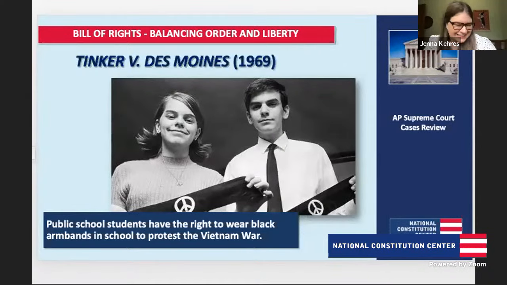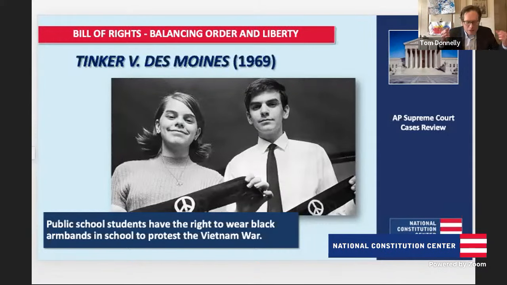Yeah, so Tinker v. Des Moines is the really big school speech case. It involves these two students right here and those armbands. The context is it's during the Vietnam War. And these students go to school wearing these black armbands, and there's no great disruption in the school. None of that is established in the factual record. But in the end, they're punished for wearing these armbands.